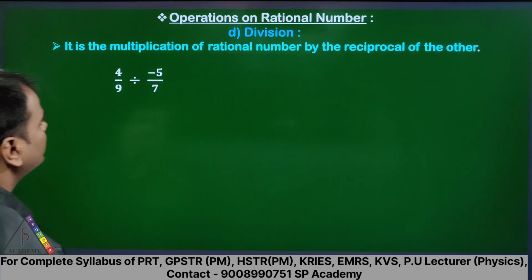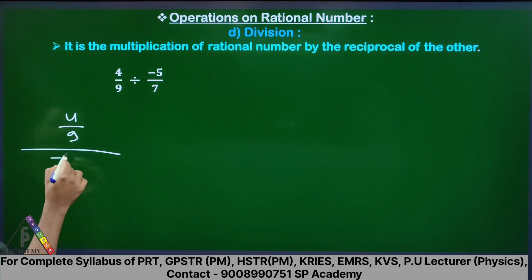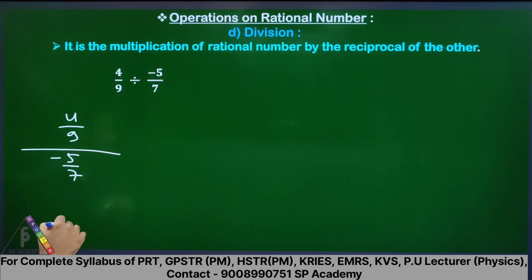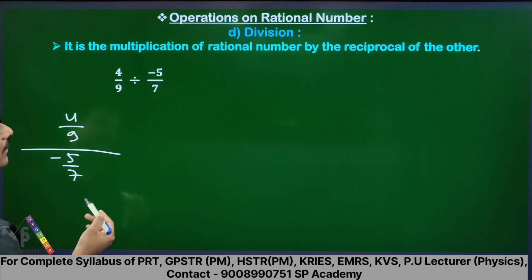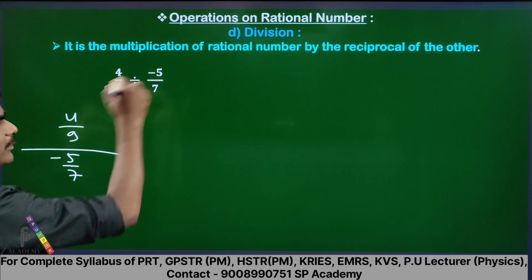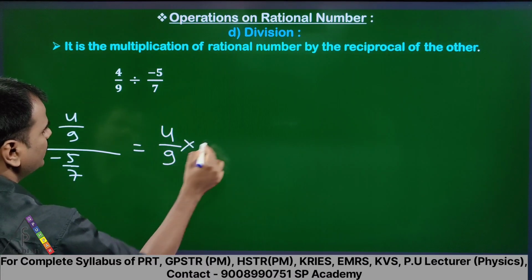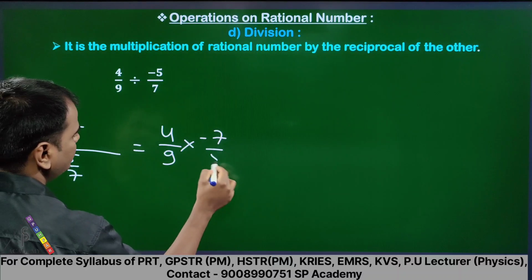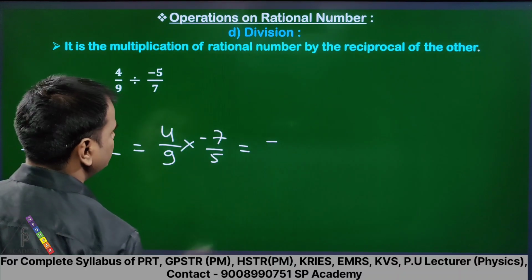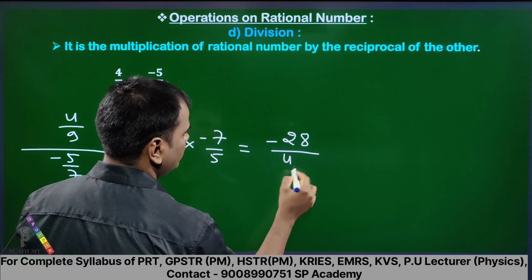Next, division. 4 by 9 divided by minus 5 by 7. Division means multiplication with the reciprocal. By multiplying with the reciprocal of the divisor, this is equal to 4 by 9 into minus 7 by 5. 4 into minus 7 is minus 28, so 28 by 45 with a minus sign.